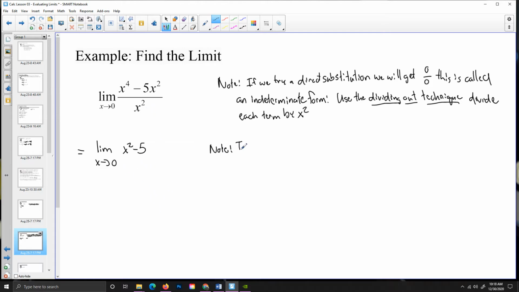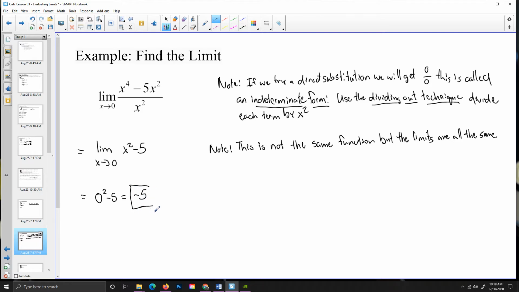All right, so another note. This is not the same function, but the limits are all the same. So we've taken an indeterminate form and we've changed it into a form that we can evaluate. And so now this is a polynomial function, and we do the direct substitution, which will give us 0 squared minus 5, which is equal to negative 5. And that's the value of that limit.